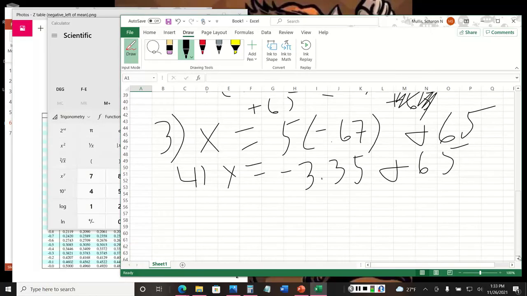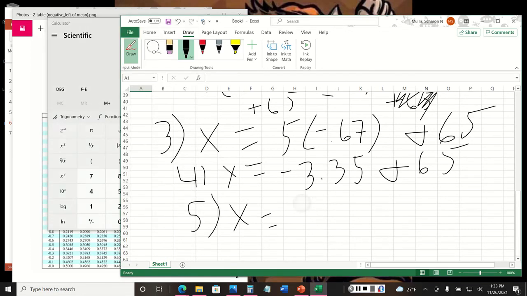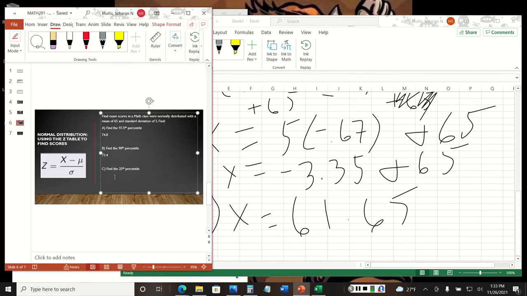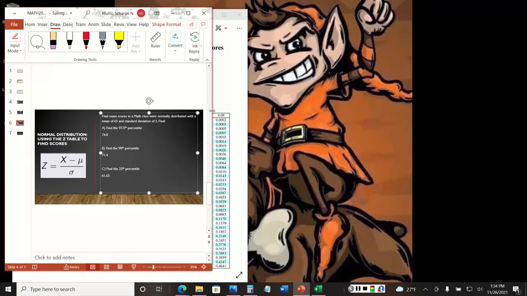And we know that step 5, x is equal to, so we have our negative 3.35 here. We're just going to add up 65 here. 61.65. That would be the score for the 25th percentile. 61.65. That takes care of all three of those.